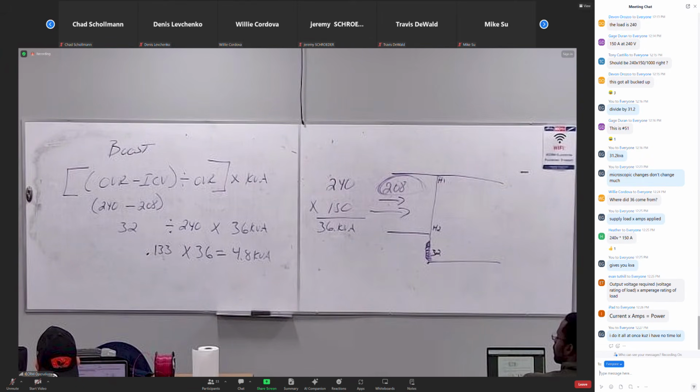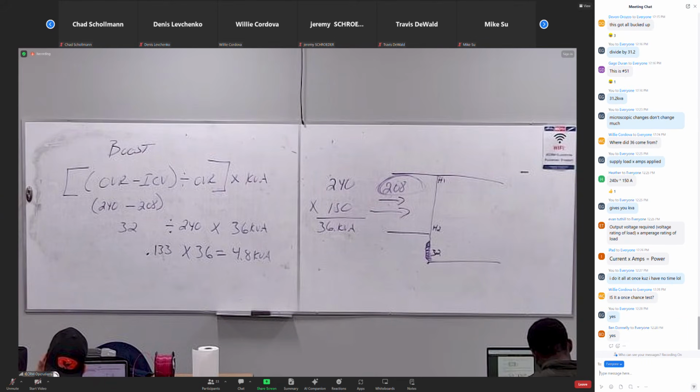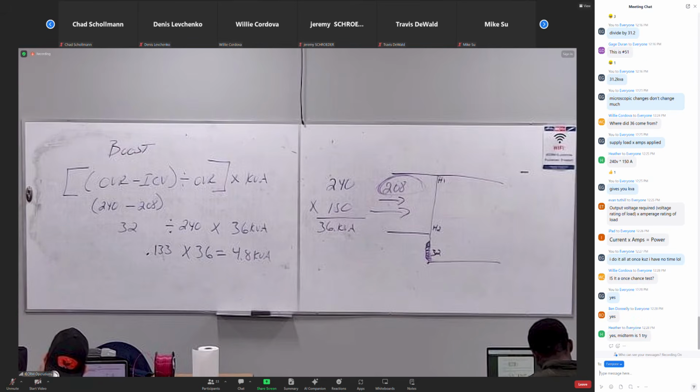This is circuits. This is buck boost transformers. This is 3-phase transformers. This is 3-phase loads. Get those little sticky tabs and put them on your notes, so that when you go to a buck boost transformer, you can flip right to that section and look at it.